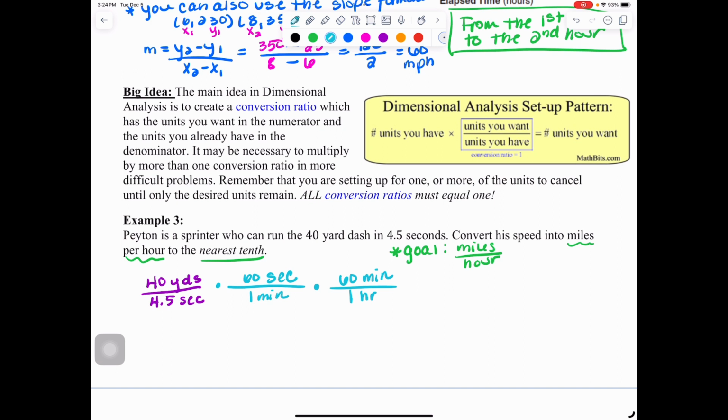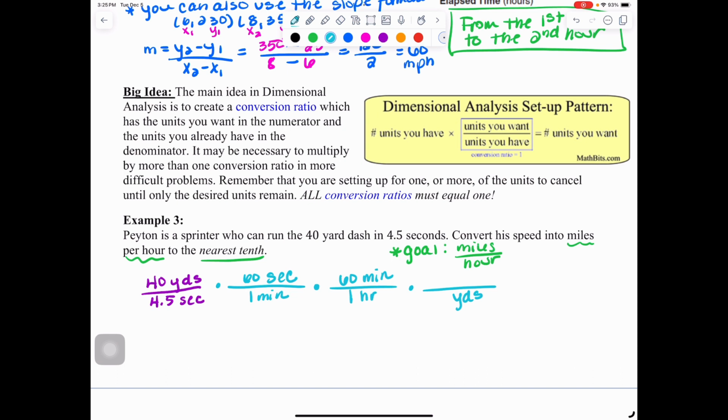So now I'm all set with my time because I know my seconds will cancel, my minutes will cancel, and I'll have hours left. What I still have an issue with are yards. I have yards and I need miles. So there is a conversion for this that you can reference, I believe, on the top of your reference sheet. So yards is currently on top and we want it to cancel out, so I'm going to have to put yards on the bottom.